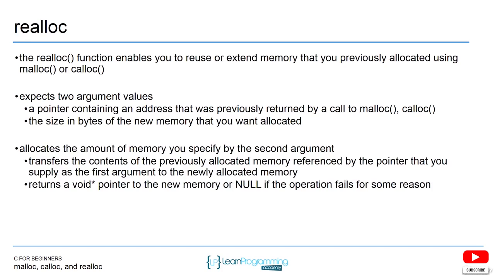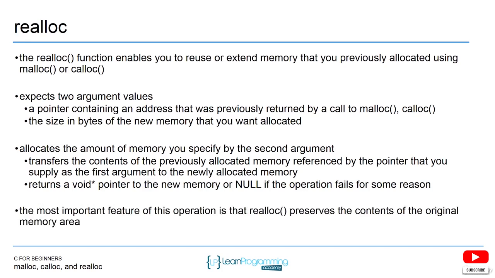That's the second argument. It transfers the contents of the previously allocated memory, referenced by the pointer, so it automatically knows how much memory you had previously allocated because you pass in the pointer. And then it will actually add to that the newly allocated memory. And it returns a void pointer to the new memory. So you have to recast it when you call realloc, just like the other ones. It returns null if you weren't able to realloc, which again is probably a fatal error and you should abort. The most important feature of this operation is that realloc preserves the contents of the original memory area. You're just extending that memory. It may be fragmented because you may not have been able to do it in sequence, but you still have all that memory that you can assign data to now.